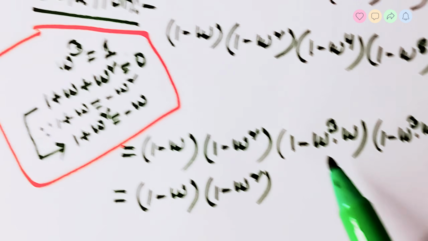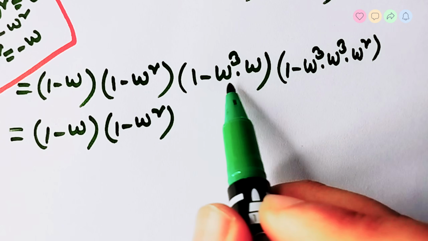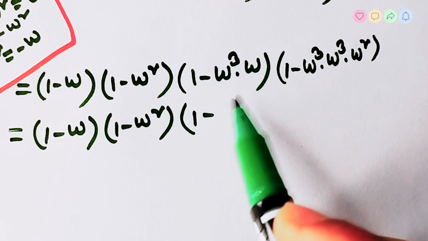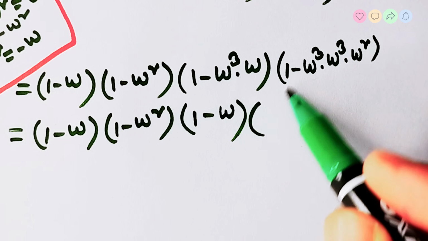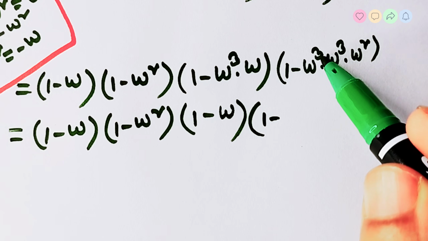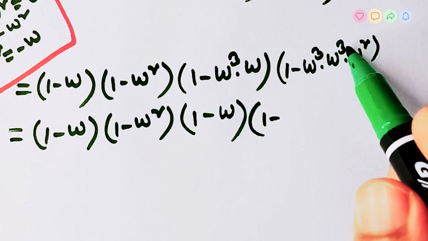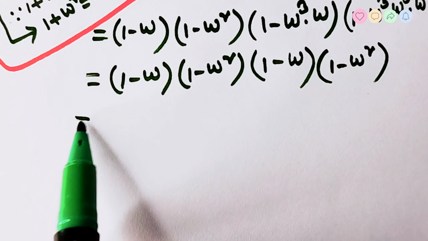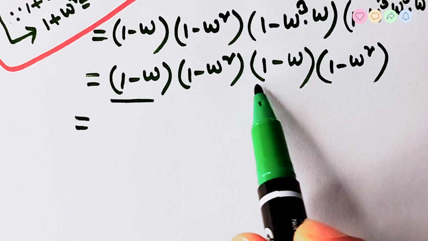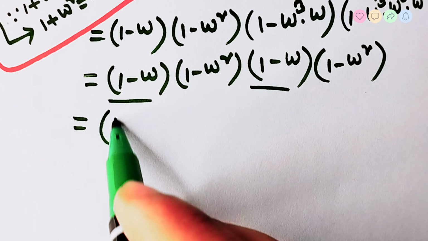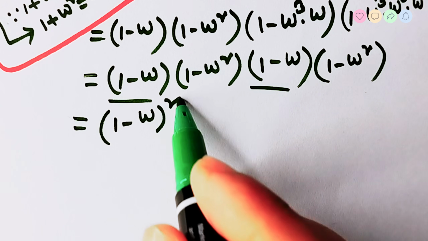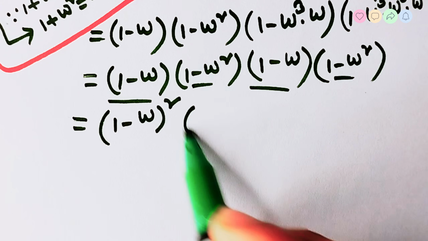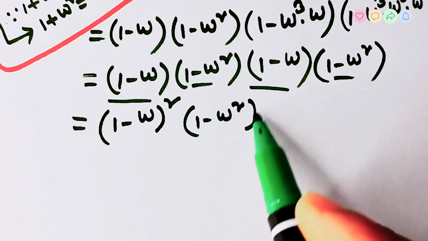Here we know that omega to the power cube equals 1. So 1 into omega means only omega, so 1 minus omega. Similarly, here omega to the power cube means 1, and omega square, so only omega square remains. Now 1 minus omega and 1 minus omega is (1 minus omega) whole square. Similarly, 1 minus omega square and 1 minus omega square is (1 minus omega square) whole square.